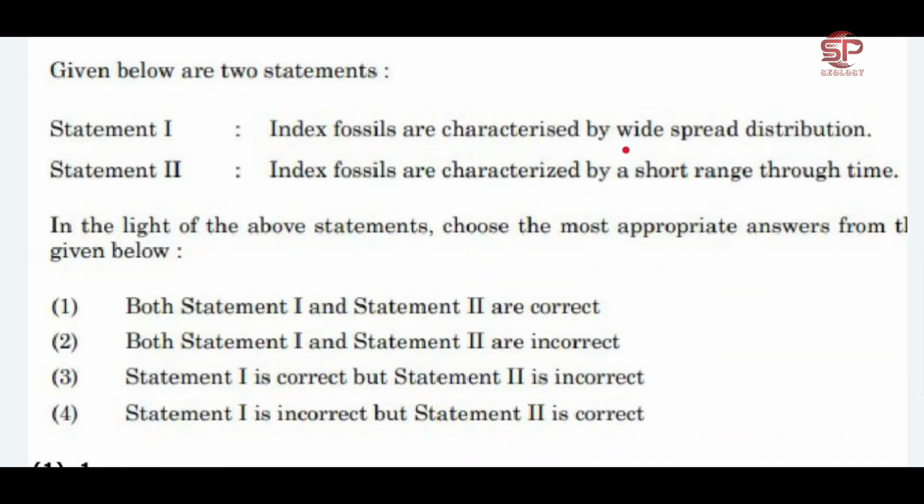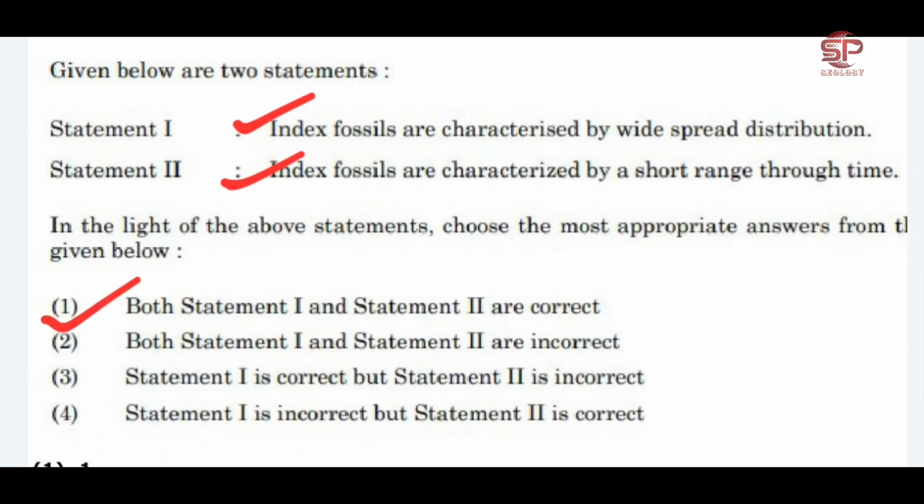Index fossils are characterized by widespread distribution. As per the definition, an index fossil has wide geographical distribution within a very short time range. So index fossils are characterized by widespread distribution, it is correct. Index fossils are characterized by short range through time, it is also correct. So both statements 1 and 2 are correct.